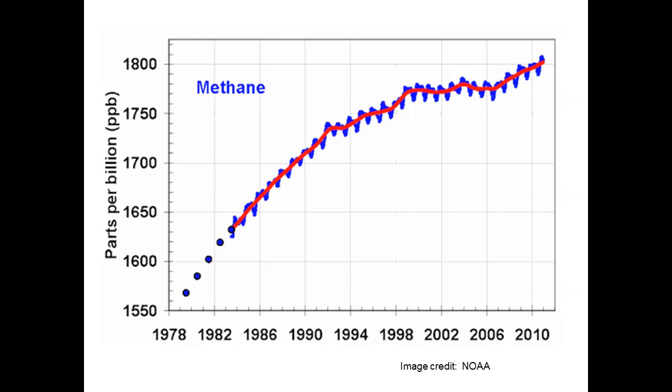Another gas that changes in the atmosphere is methane. Here is a time series of methane going back to about 1979, showing that it too is increasing and it too has an annual cycle. Unlike carbon dioxide, the increase in methane has been slowing, although since about 2006 it's beginning to increase again.